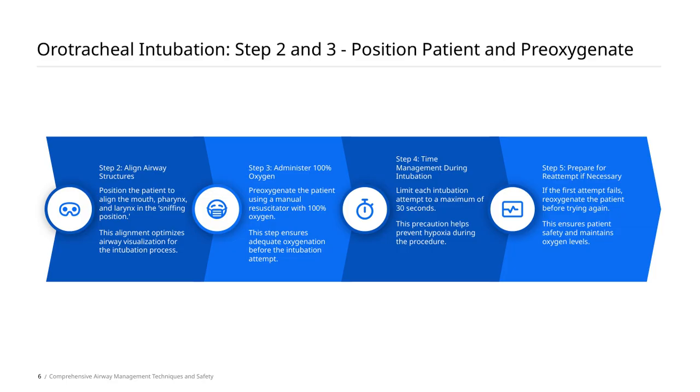Now, let's move on to steps 2 and 3 of orotracheal intubation, focusing on positioning the patient and preoxygenation. First, it's crucial to properly position the patient to align the airway structures.